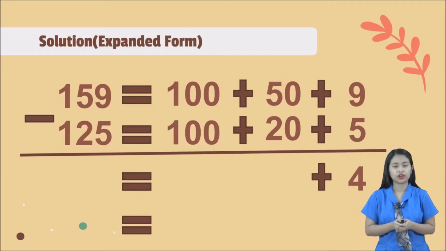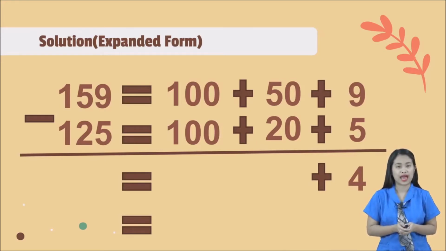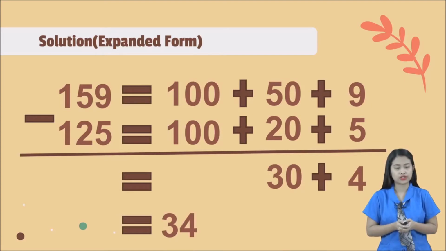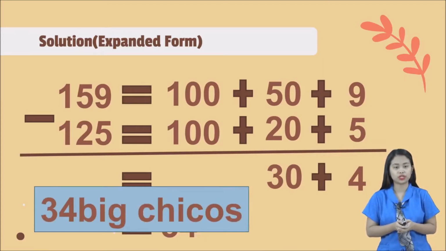So let's start from the ones. 9 minus 5 is equal to 4. Next, the tens: we have 50 minus 20, we have 30. Next, in hundreds, we have 100 minus 100 is 0. So now let us find the answer. 30 plus 4, we have 34 big chicos. So the answer is 34 big chicos.